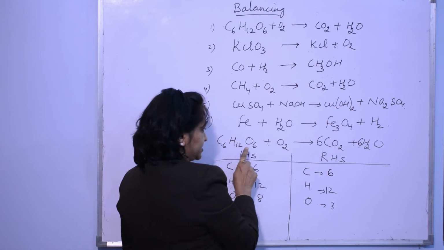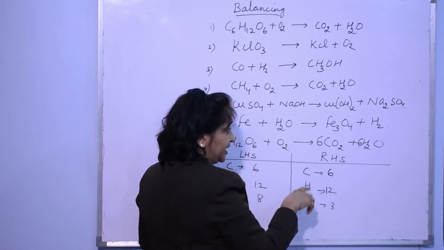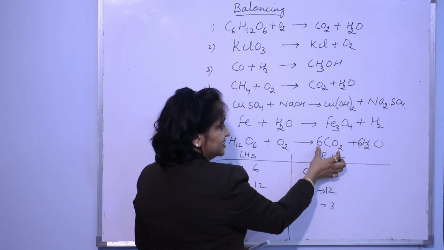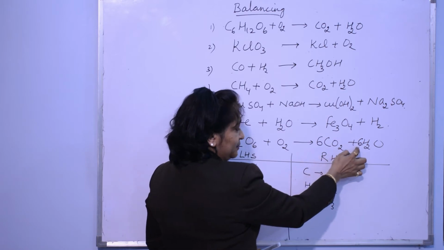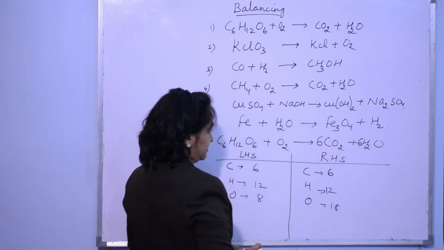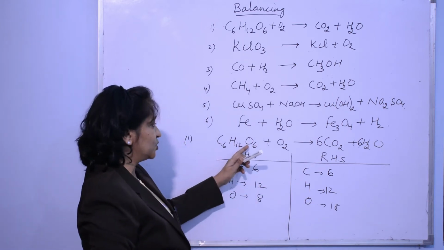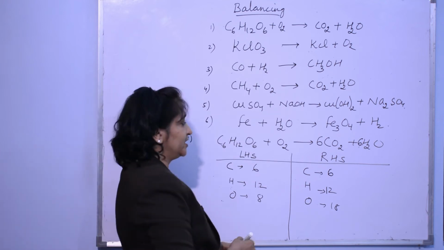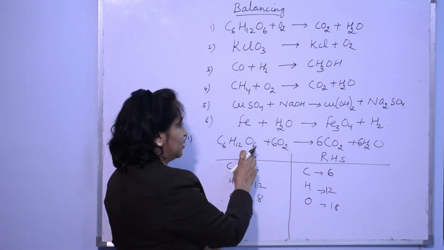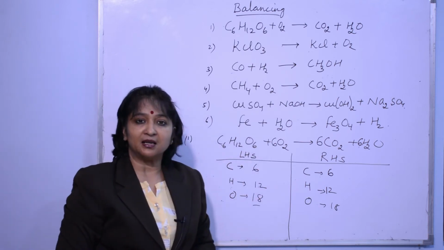Now as far as oxygen is concerned, here it is 8 and here it was 3 initially, before we had put these numbers. Now you count how much it is. 6 into 2, 12 plus 6, 18. Presently here 18 oxygen is there. So now here you have to make it 18. 6 is already here. How many more are needed? 12. So now this becomes 18 here. So the reaction is balanced.